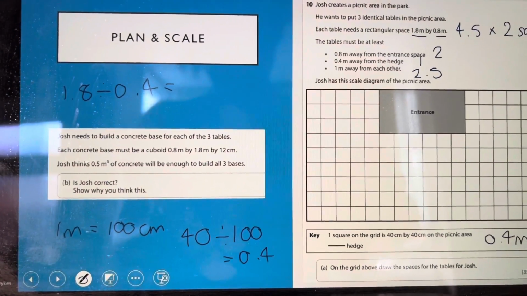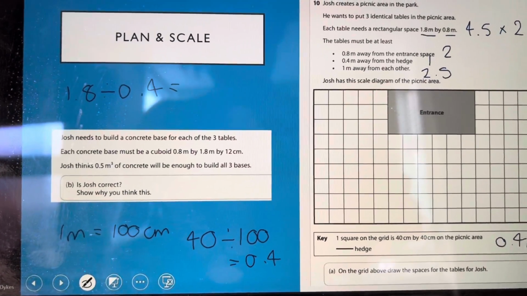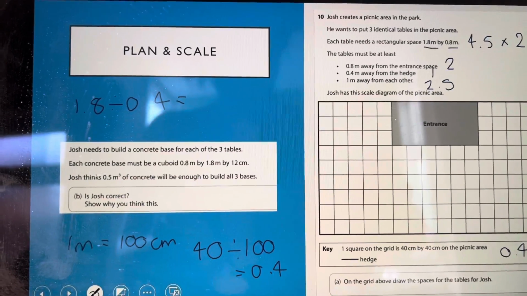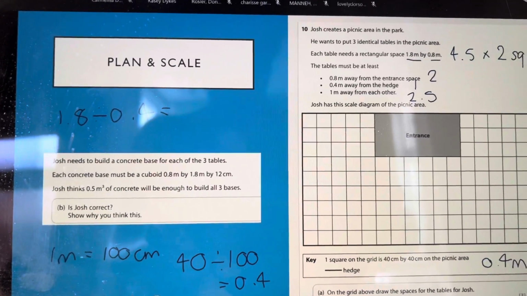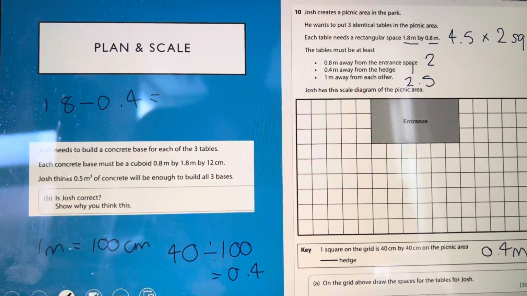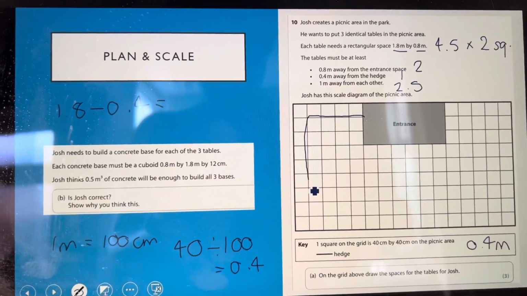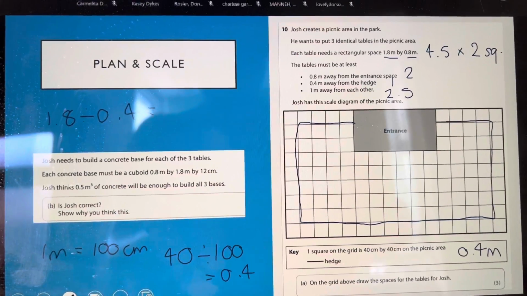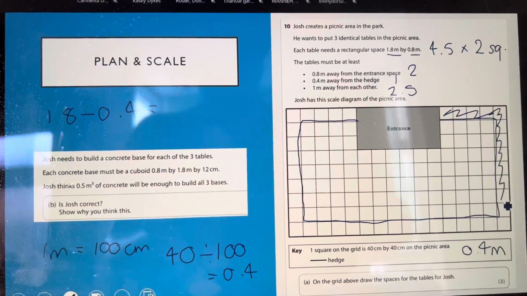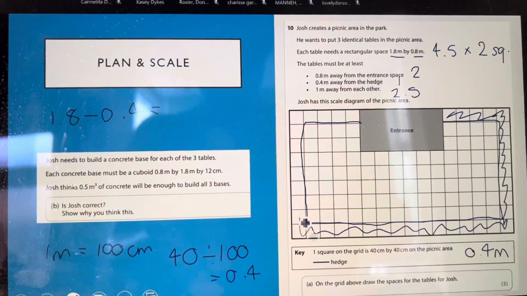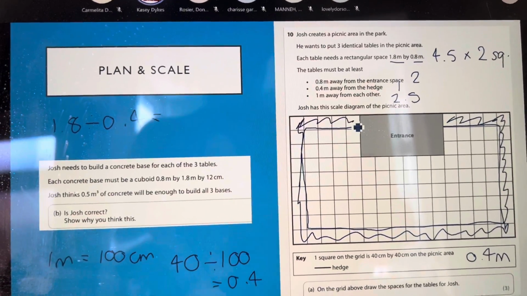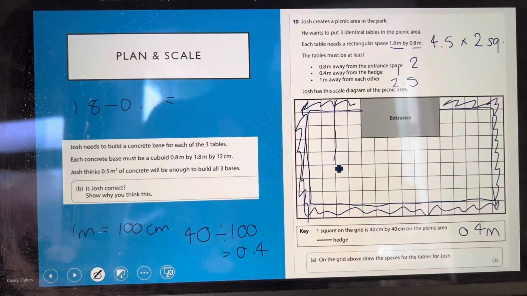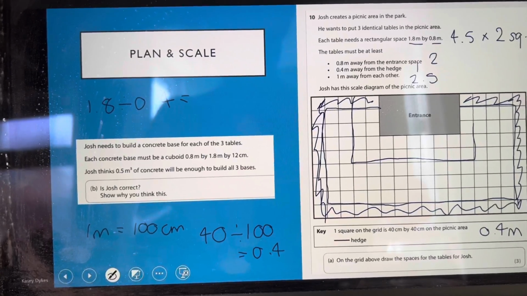Then what I'm going to do is colour in all the area that I cannot put a table, because then that just leaves me with the space I'm working with. So if I want it to be 1 square from the hedge, I'm going to block out that section around the outside. So no tables in this area. It has to be 2 squares from the entrance space, so I can block out that space too. There we go.